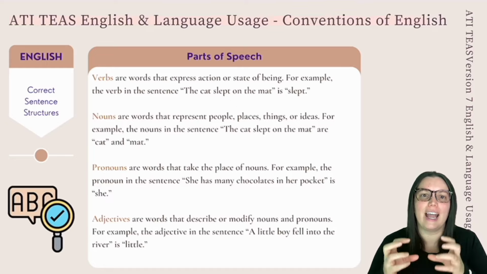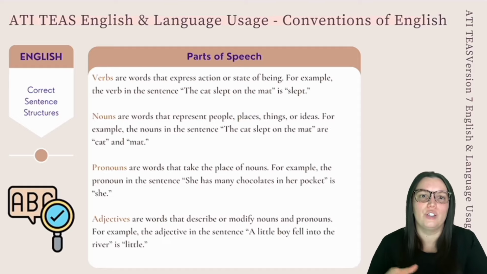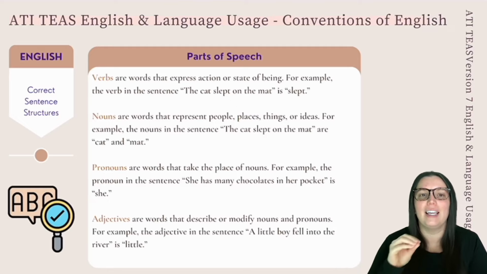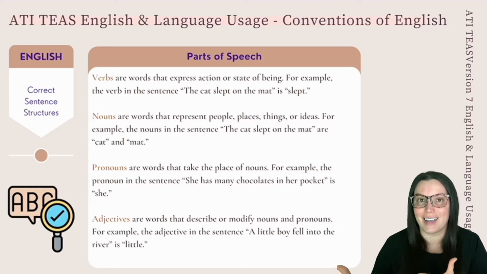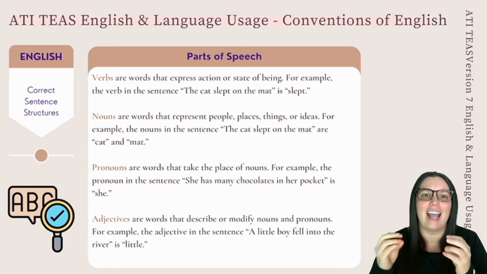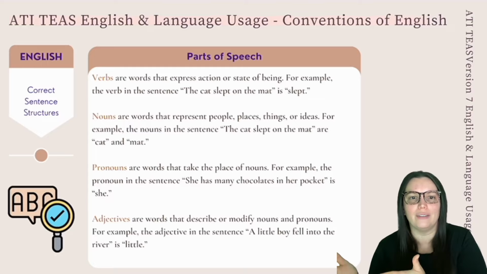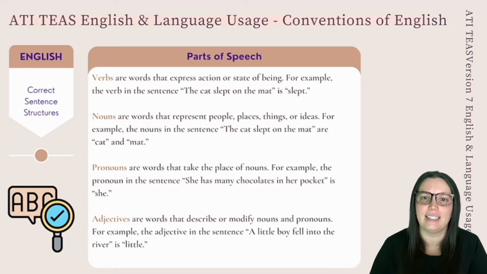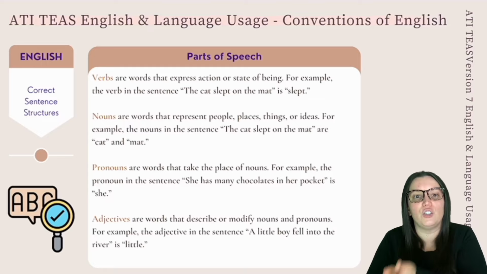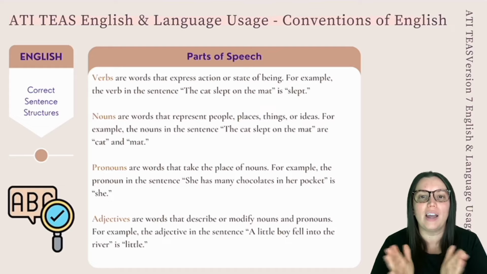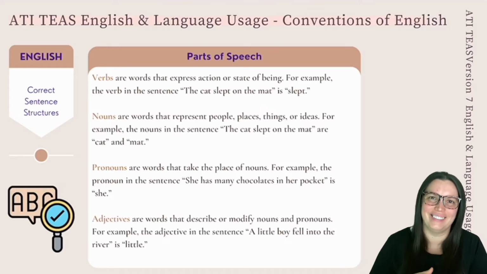Pronouns are words that take the place of nouns. So for example, the pronoun in the sentence, "She has many chocolates in her pocket," is "she." So instead of specifically listing somebody's name or that particular person, they use the pronoun "she" to replace that. And then lastly, adjectives are words that describe or modify nouns or pronouns. So for example, the adjective in the sentence, "A little boy fell into the river." Little is the adjective. It is describing or modifying that noun or pronoun.